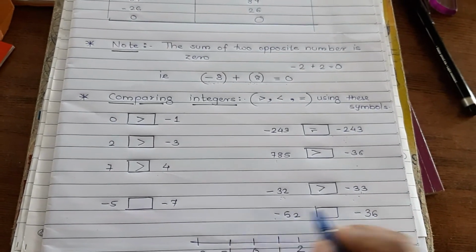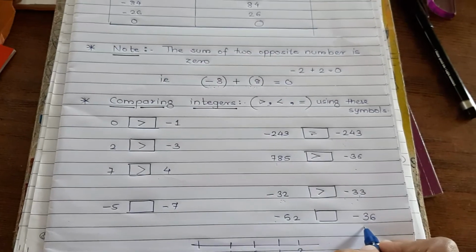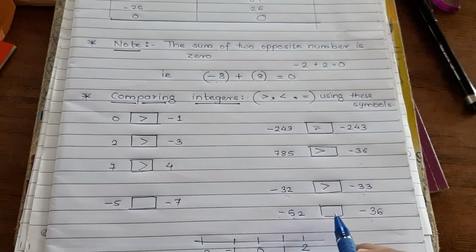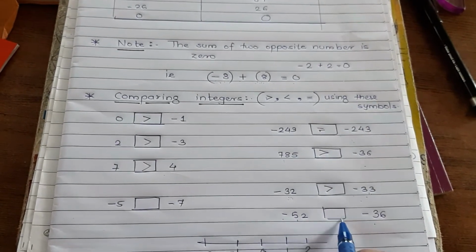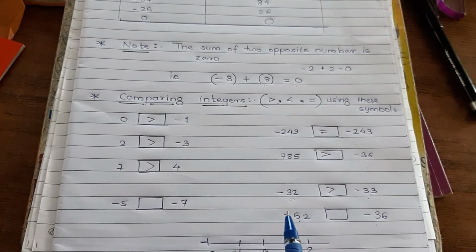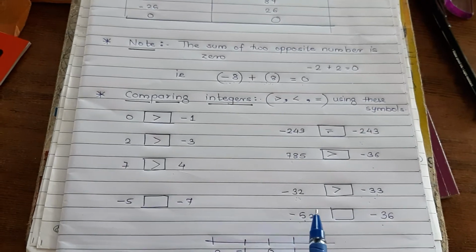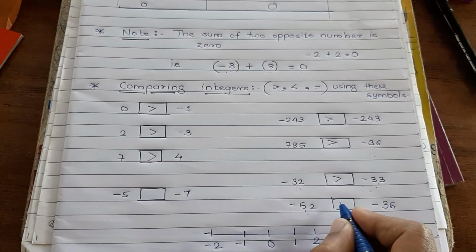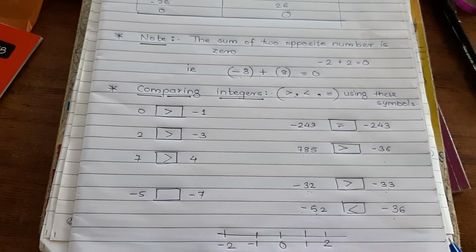Now minus 52 and minus 36. Now you will be thinking 52 is bigger, but you can see over here both have signs, both are negative. So which will be bigger? If you are thinking 52 is bigger, then sorry, you are wrong. Minus 36 will always be bigger than minus 52. So the symbol will be like this.